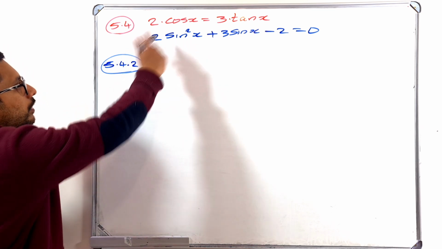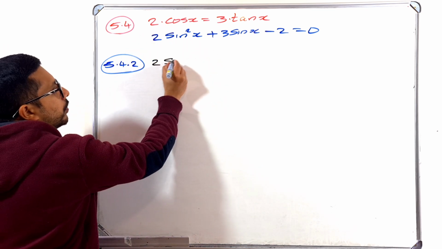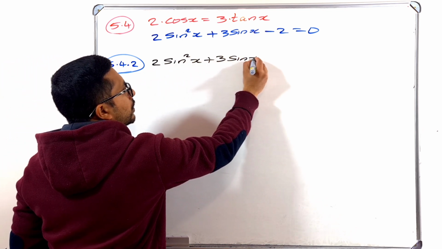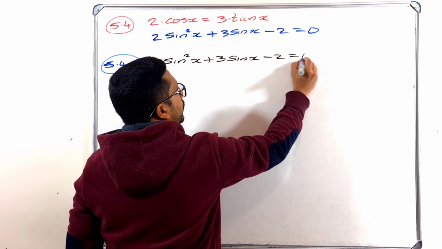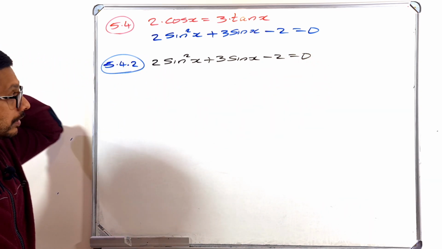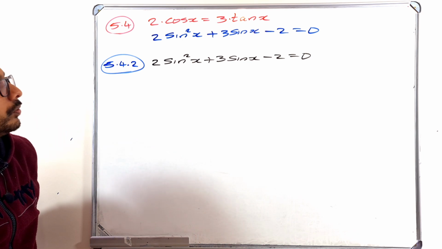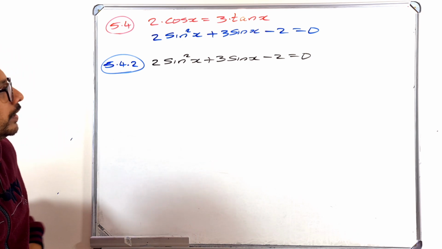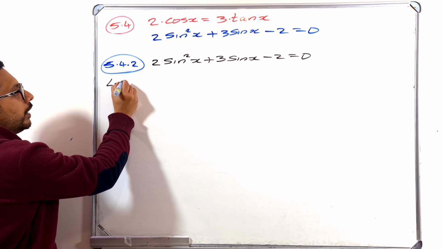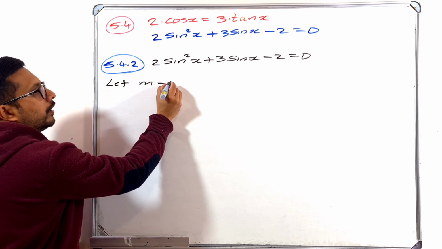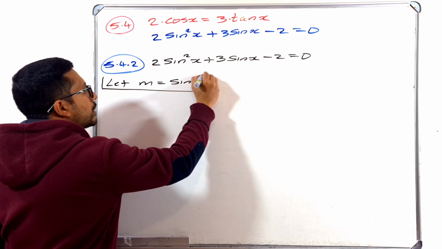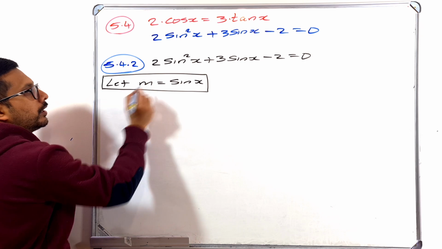Okay, so what is our equation? 2 sine square x plus 3 sin x minus 2 is equal to 0. We have to find the values of x and the general solution of x. Okay, so how can we find the general solution of x? What you have to do is to make it easy, so what I'm going to do is let m is equal to sin x. What I did, I called sin x as a small letter m.